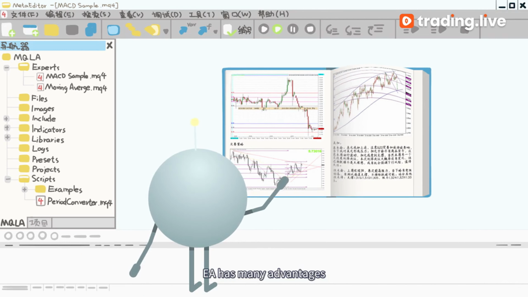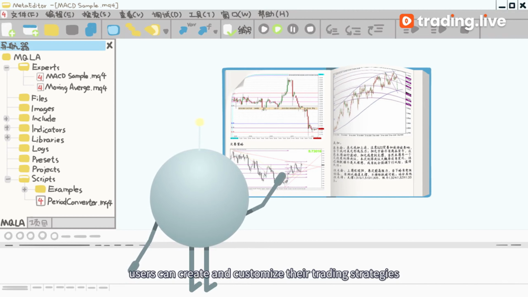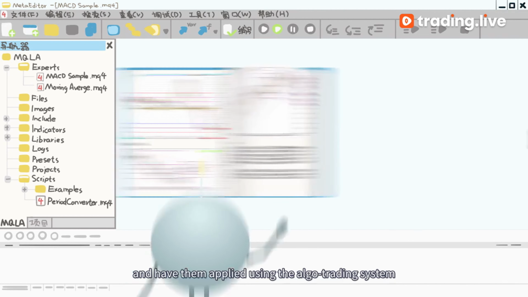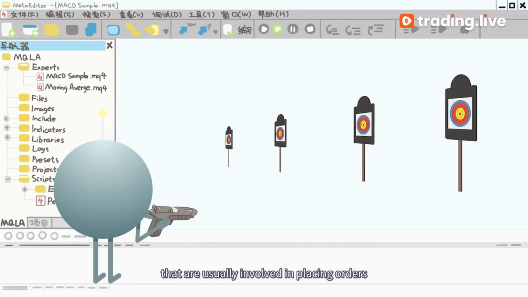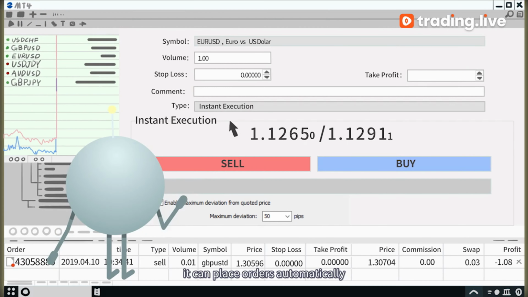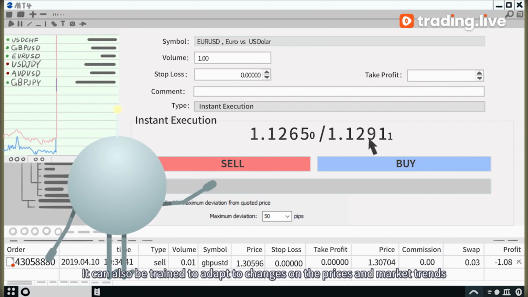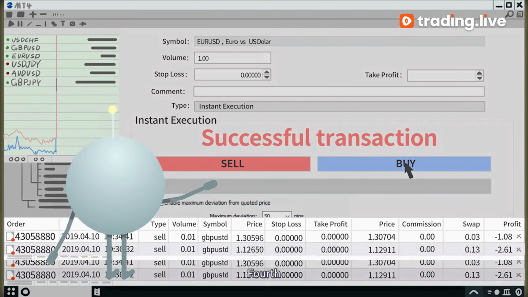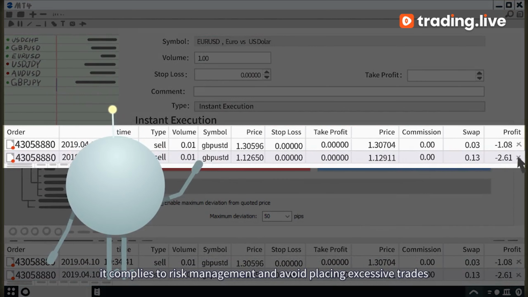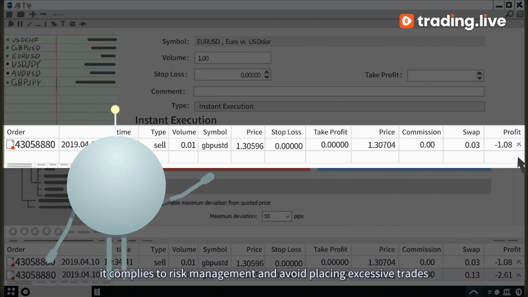EA has many advantages. First, users can create and customize their trading strategies and have them applied using the algo trading system. Second, algo trading helps you avoid being influenced by emotions that are usually involved in placing orders. Third, it can place orders automatically. It can also be trained to adapt to changes in prices and market trends. Fourth, it complies with risk management and avoids placing excessive trades.